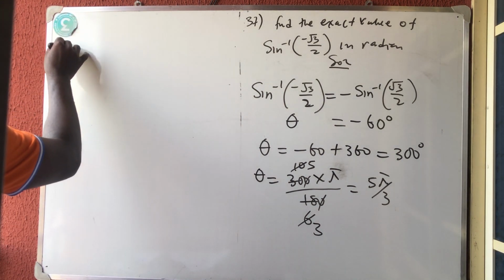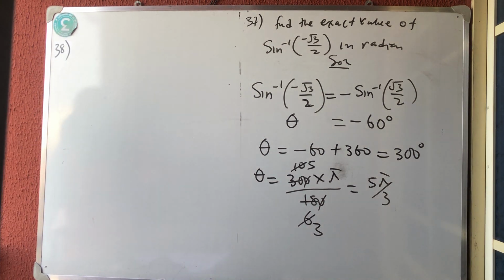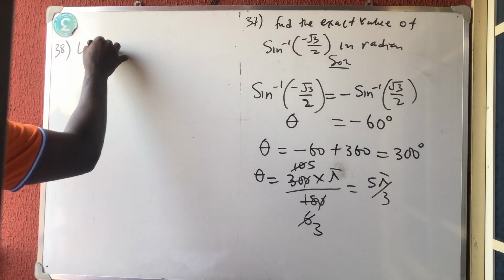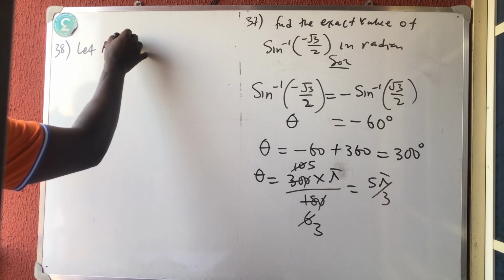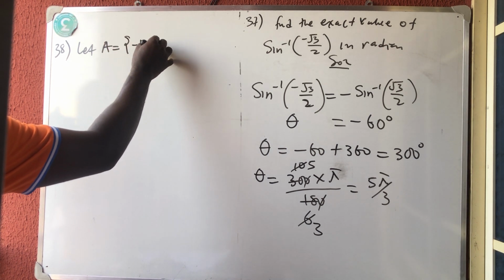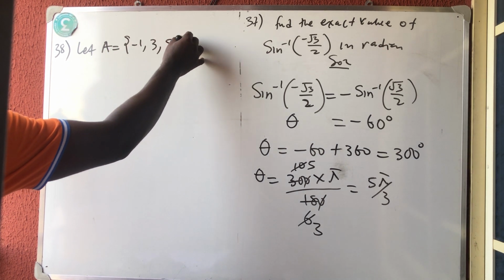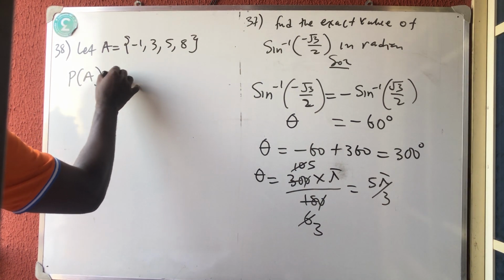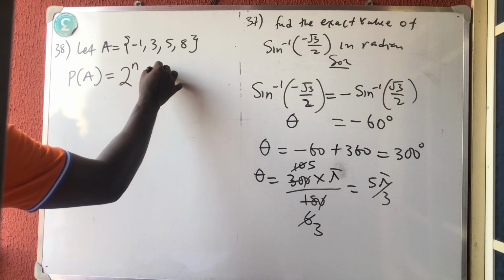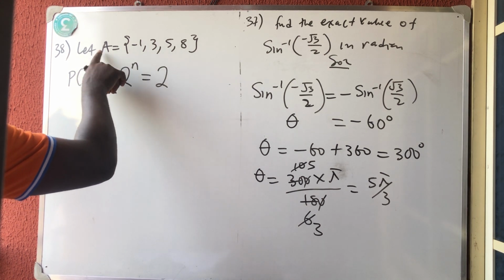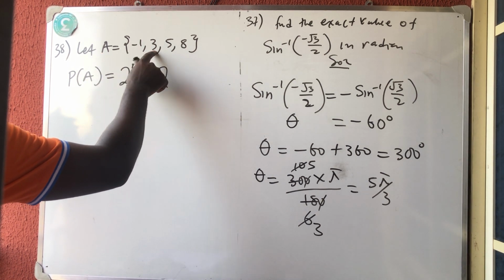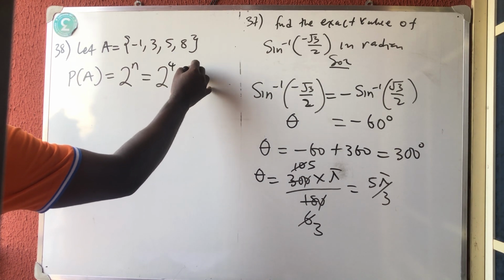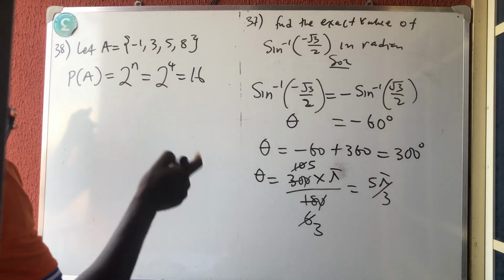Okay, number 38 said that let A be equal to the set of minus 1, 3, 5 and 8. Then we should find the power of A. Power of A simply means 2 raised to power n, and n is the cardinality of A, which is the number of elements here: 1, 2, 3, 4. They are simply 4 elements, so it is 2 times 2 times 2 times 2, which is 16.